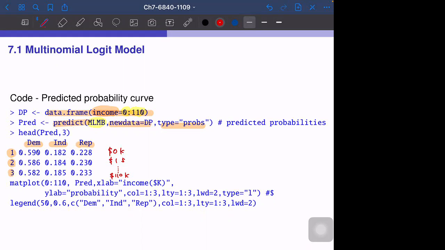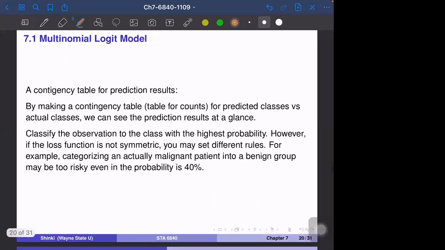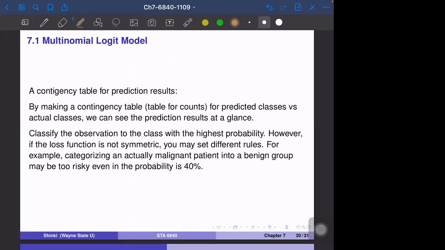And again, we can use matplot to make the previous figure. Predicted probabilities are useful, but to see the entire result at a glance, a contingency table for prediction is useful. We have 3 categories, with predicted values and actual values. The predicted class is Democrat, Independent, or Republican, and the actual is the party identification. So we can compare this with a 3x3 table and see the result at once.